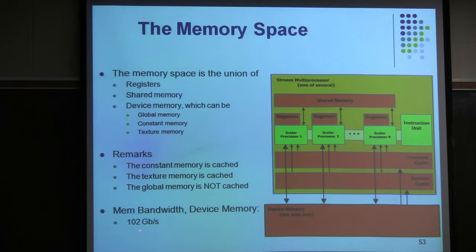If you look at what Intel has, the latest generation is about 32 gigabytes per second, and this here is 1 or 2 gigabytes per second. It's really, really high.